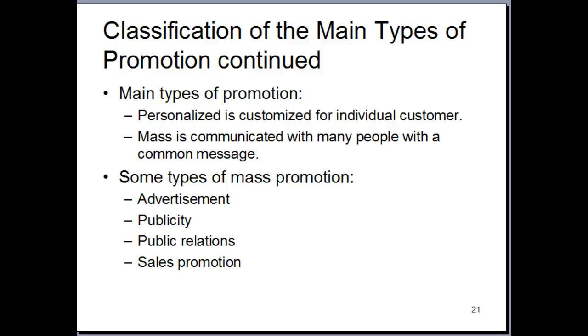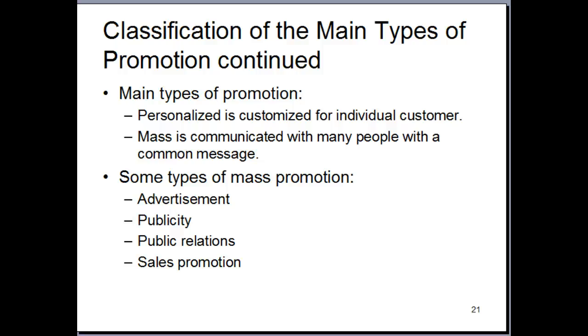Your main types of promotion, you have two. It's either a personalized promotion, which could be a salesperson talking directly with a consumer or a customer. They will ask that customer what it is that they would like to have. Then they take that information and they go and pick out a product or a service for that customer based on their individual preferences. So that's personalized.